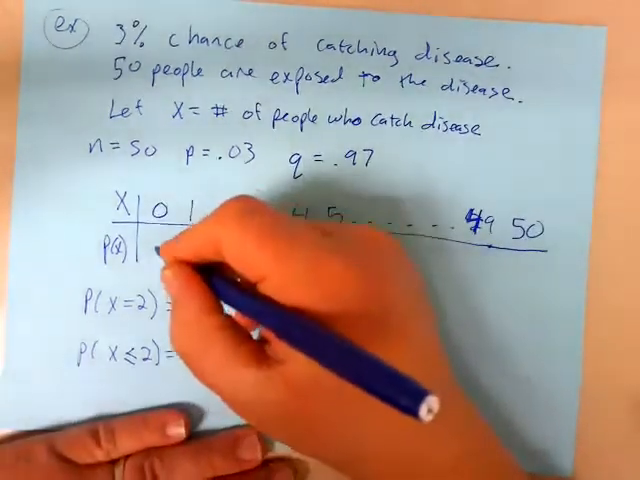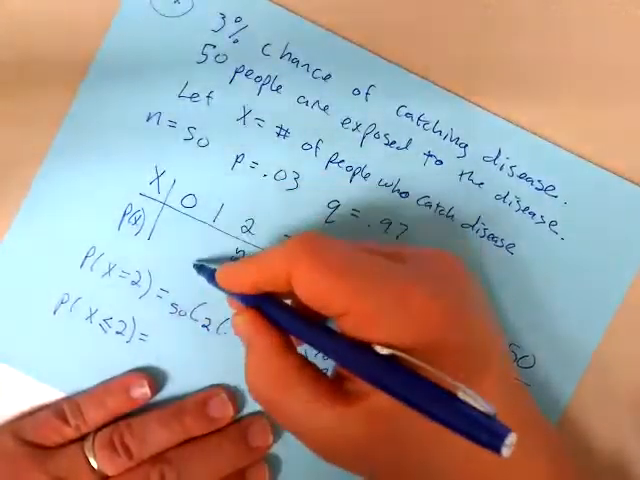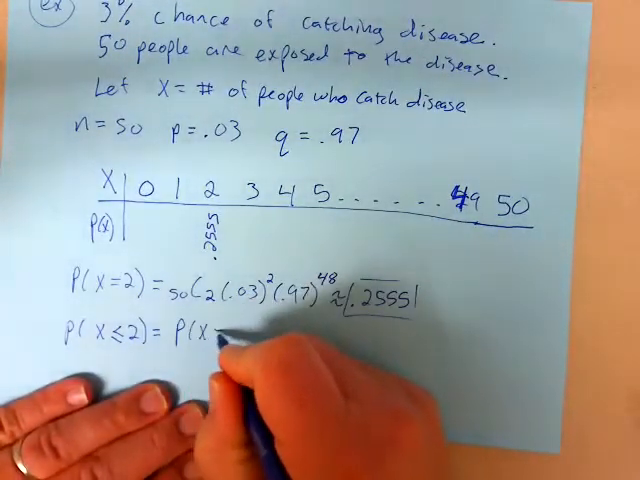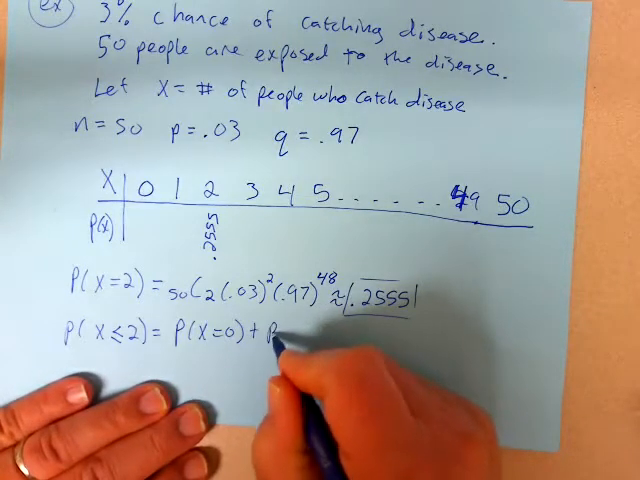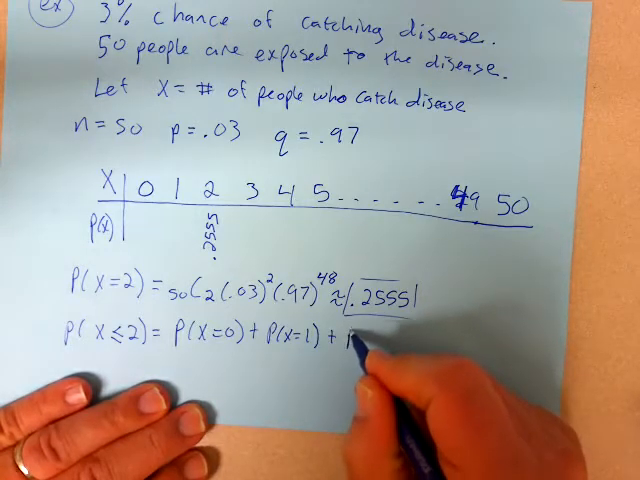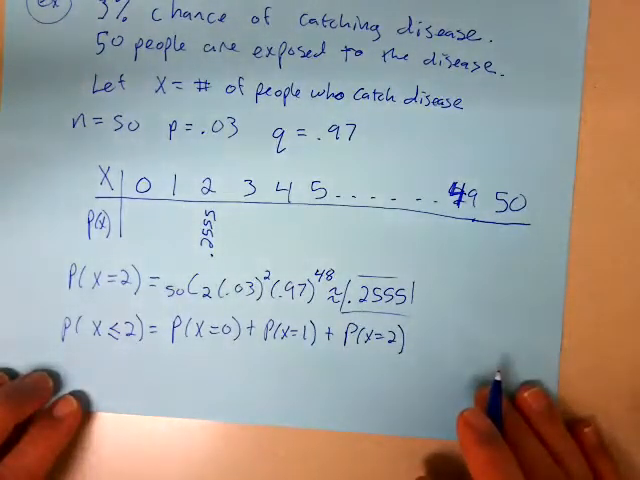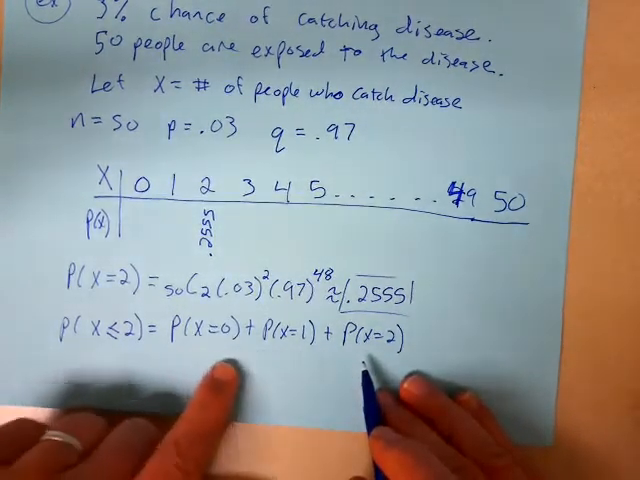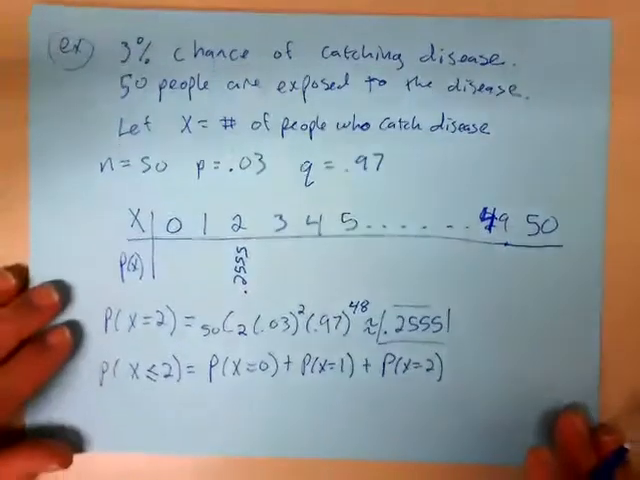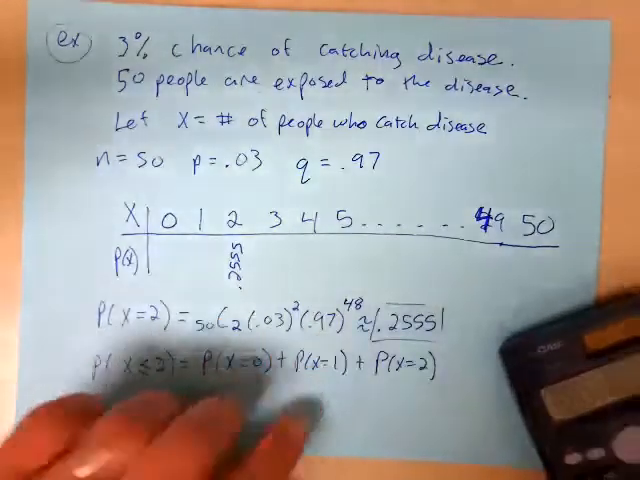Okay? Now, this amounts to adding the probability that 0 catch the disease, 1 catch the disease, and 2 catch the disease. So you could write it like this: x equals 0 plus x equals 1 plus x equals 2. That's what you would have to do. You'd have to find each of these, and then you'd have to add all three together to get the probability that it's less than or equal to 2. There's no shortcut formula.